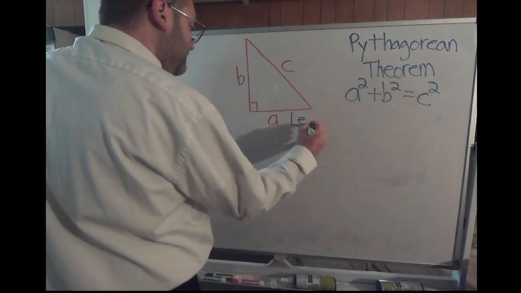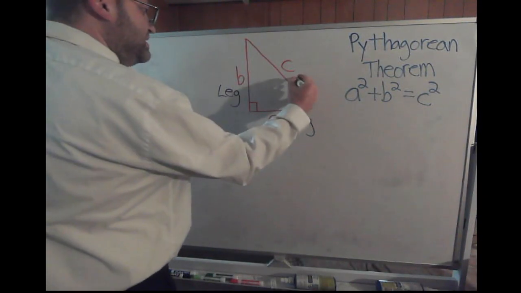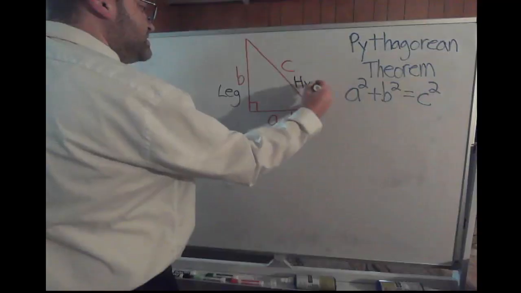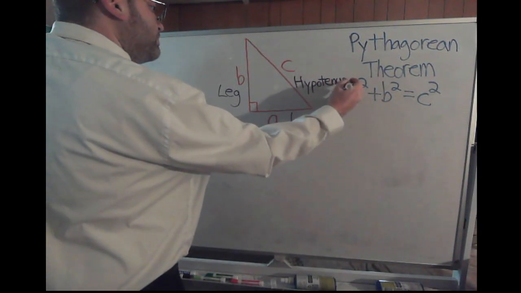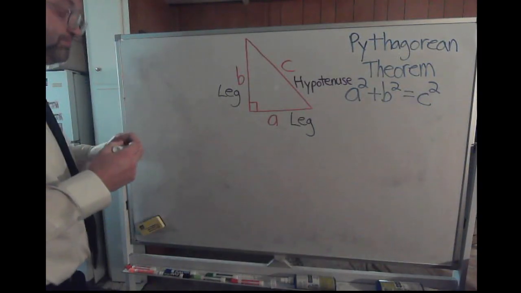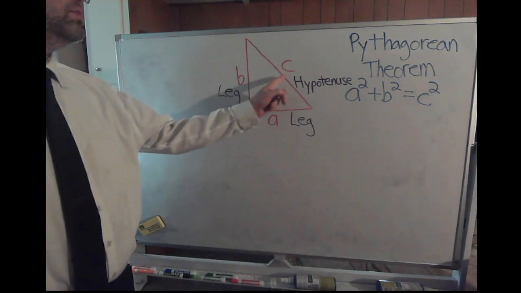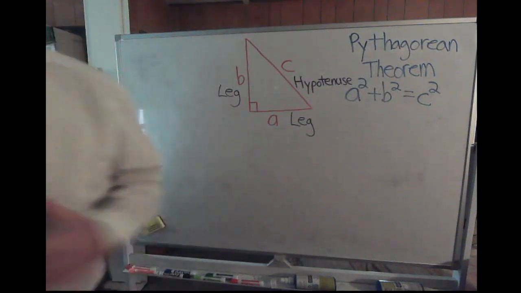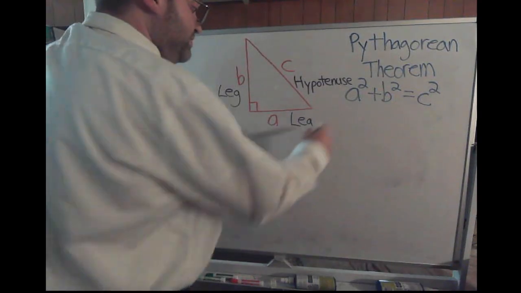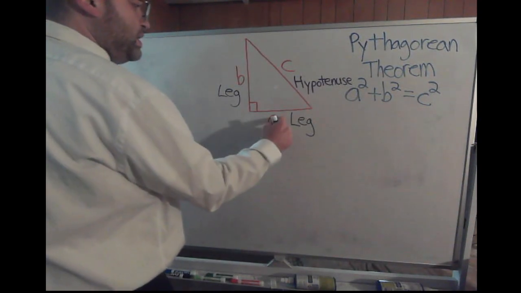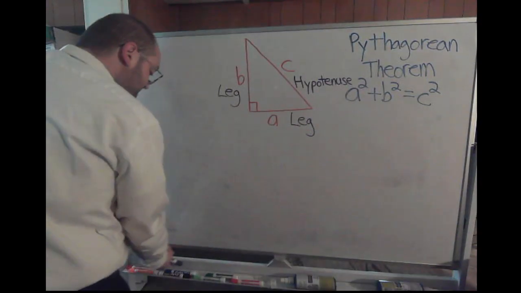A is a leg, B is a leg, and then C is the hypotenuse, which is the longest side of a right triangle. So, the hypotenuse is always directly across from the right angle. That's the longest side of the triangle. Now, the Pythagorean theorem states that if you take a squared plus b squared, you'll get c squared. And then you can use square roots to solve for the missing sides.